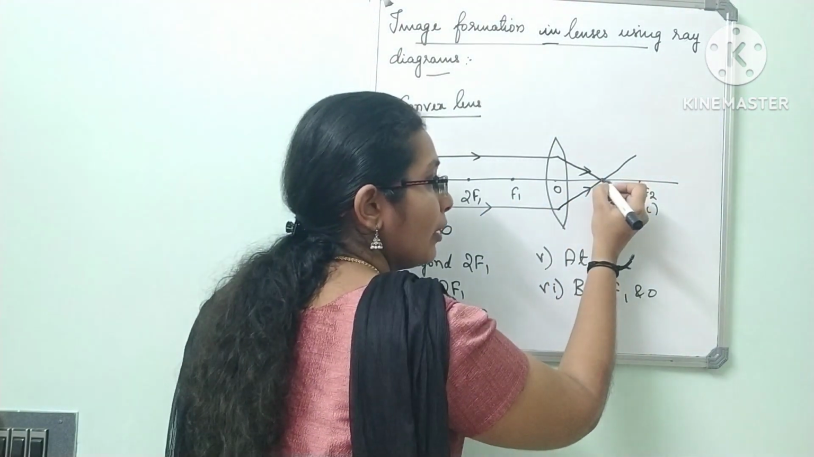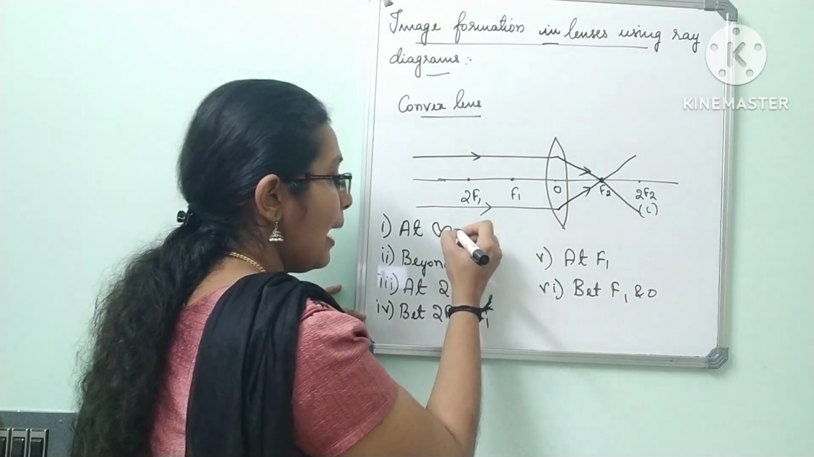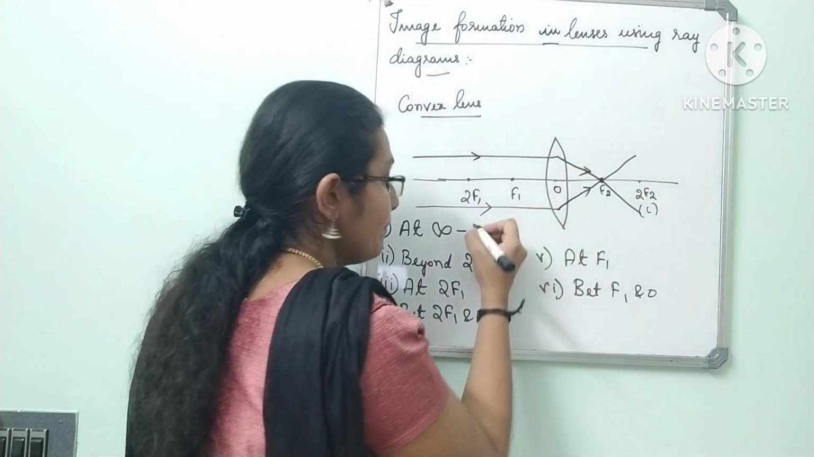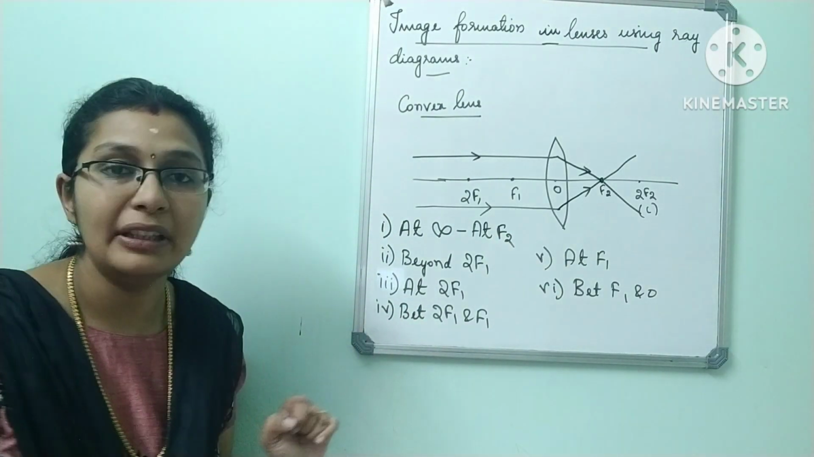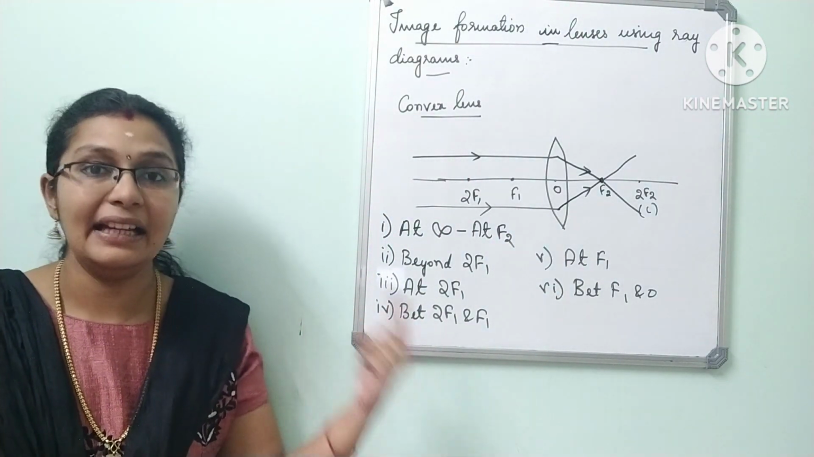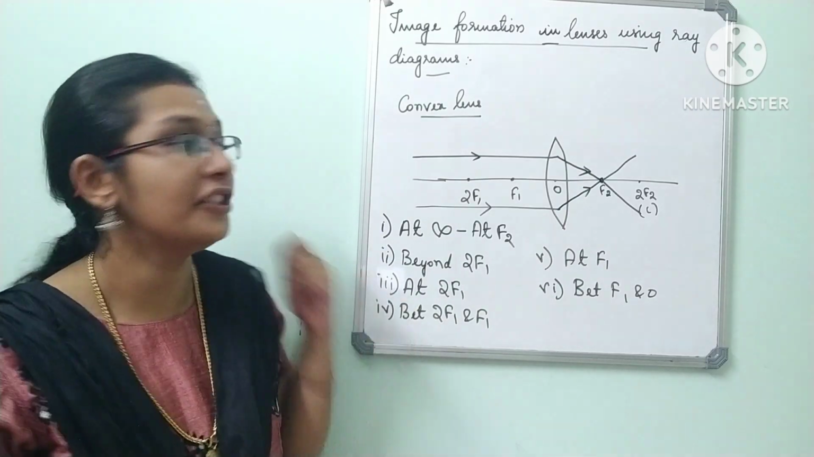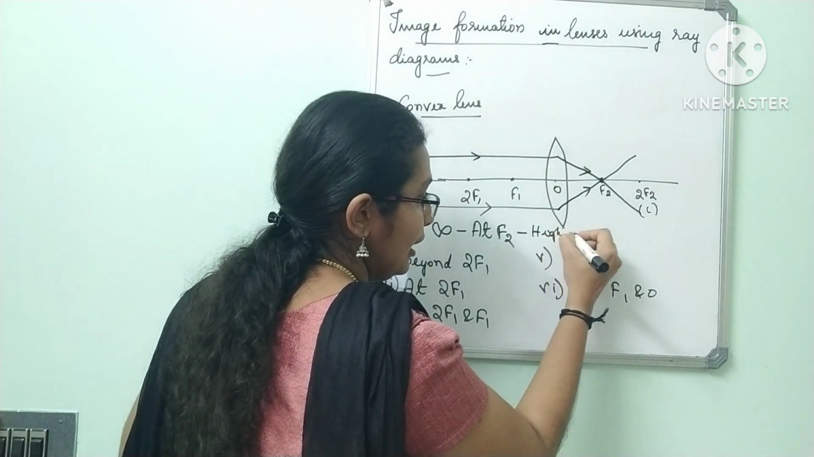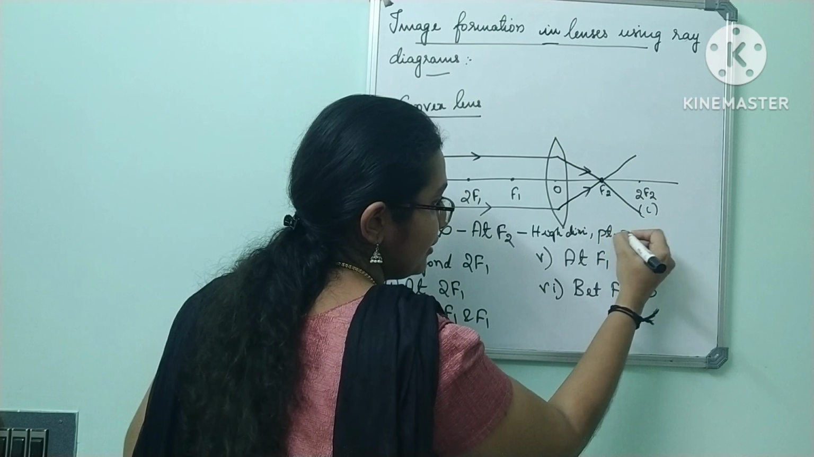Where is the image formed? Image is formed at F2. So for an object placed at infinity, you will get the image at F2. So what kind of image will you get? Real and inverted, as well as point sized or highly diminished image will be obtained.